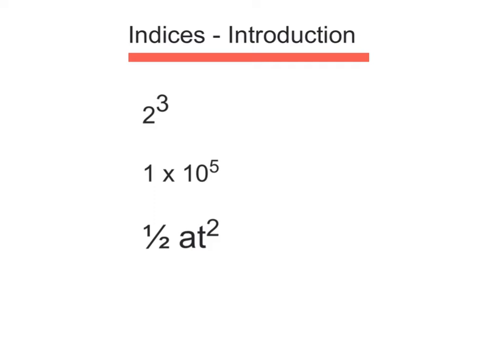This is an introduction to indices and why we have them. You'll notice that on this page there are 3 different indices written. There's a 3, a 5 and a 2. But why do we have them? Where do they turn up? What do they mean? The videos that follow this will explain why we have them and where, and also what you can do with them.